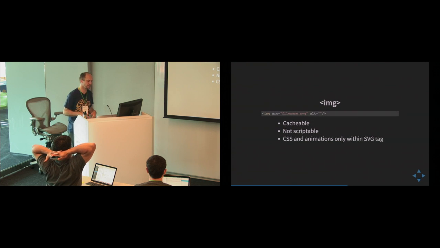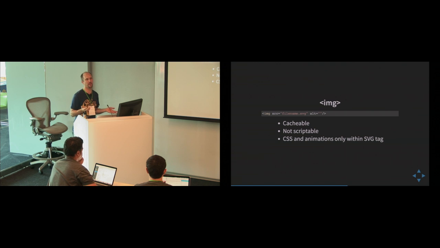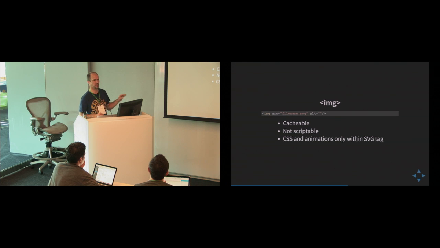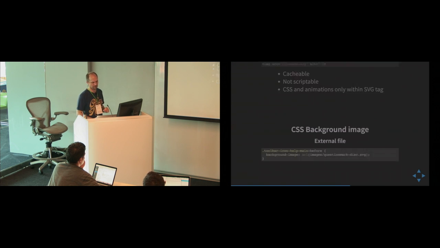Okay, so the image element is basically just like a bitmap, PNG, JPEG, whatever. So pretty straightforward. And the nice thing about using the image element is that it can be cached in the browser, but it's not scriptable in the DOM. So animations have to be done within the SVG file separately, and any kind of CSS changes to it. You can't manipulate the CSS from your website CSS. You have to do that right within the SVG file itself.